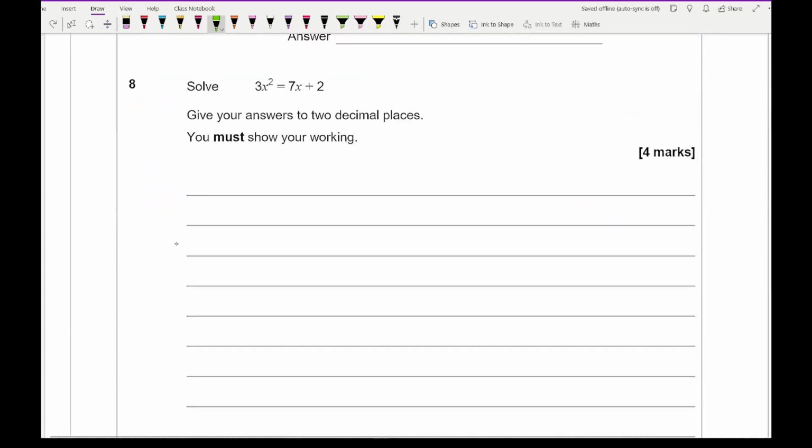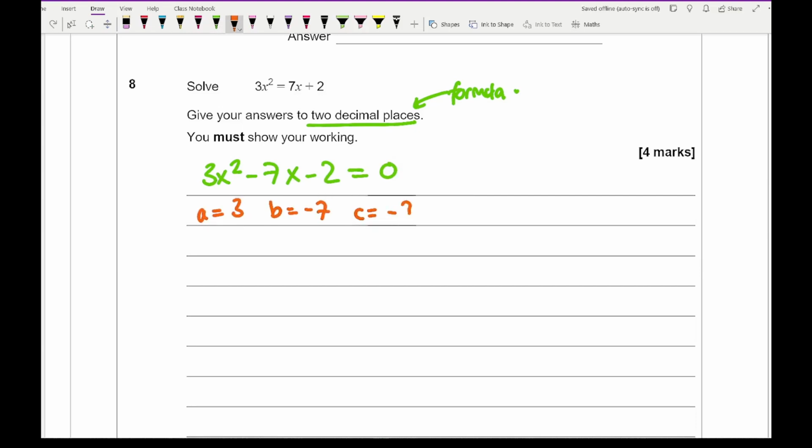Moving on to question 8, it says solve 3x squared equals 7x plus 2. Give your answers to 2 decimal places. So again, this basically implies that we've got to use the formula. Now we need to make sure it's equal to 0. So we've got 3x squared minus 7x minus 2 equals 0. I would always advise keeping your x squared positive. So from this we've got a equals 3, b equals minus 7 and c equals minus 2.